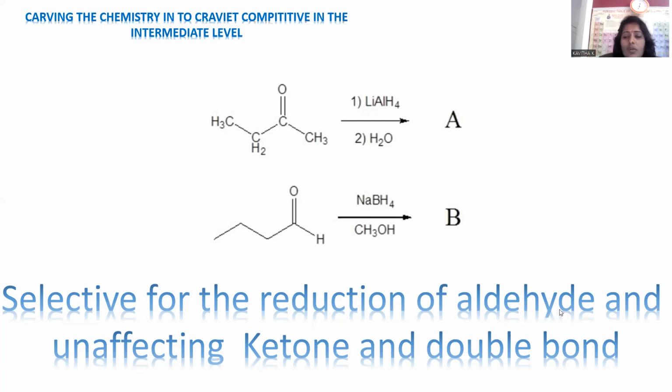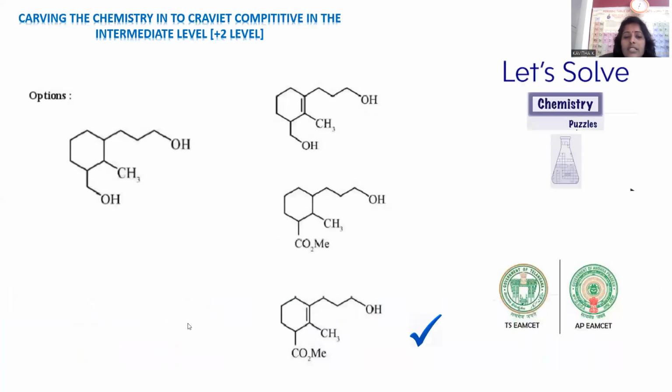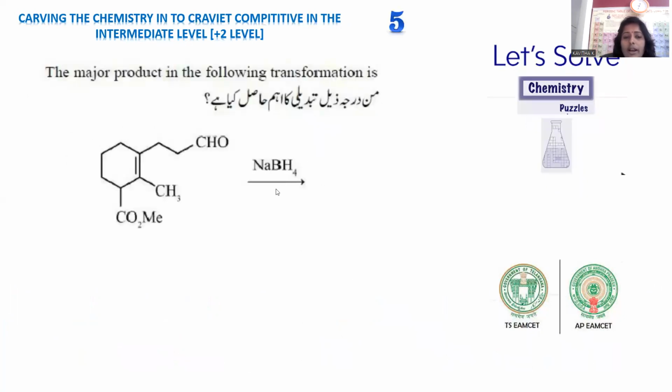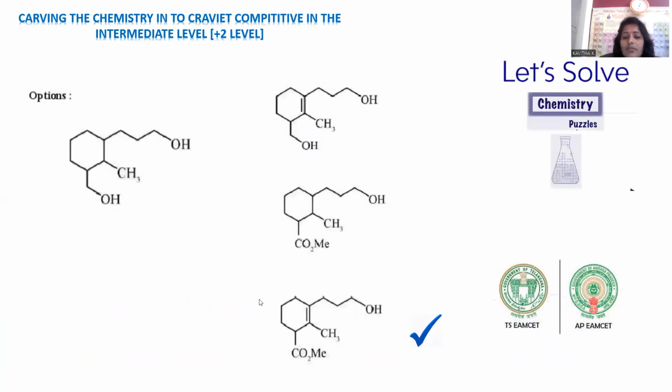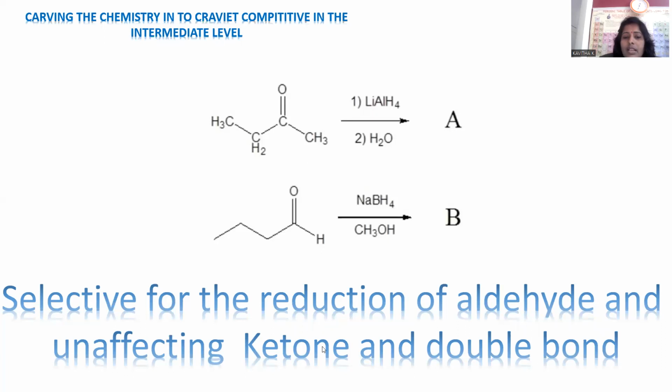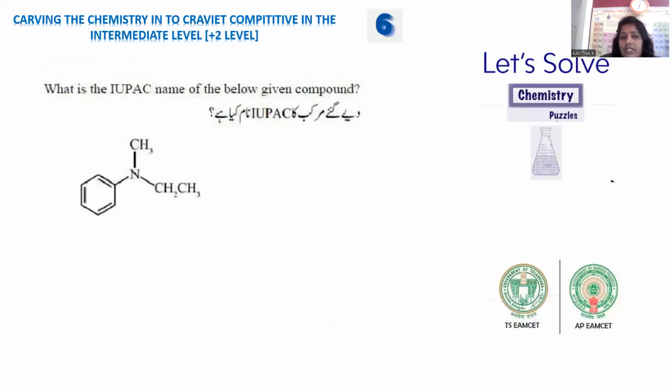It is selective for the reduction of aldehydes, unaffecting ketone and double bond. Here, ester and double bond got unaffected. Only the aldehyde group in the given compound will be reduced in the presence of sodium borohydride. Right? So for question number 5, option number 4 will be the correct answer. Let's move on to the last question of the session.